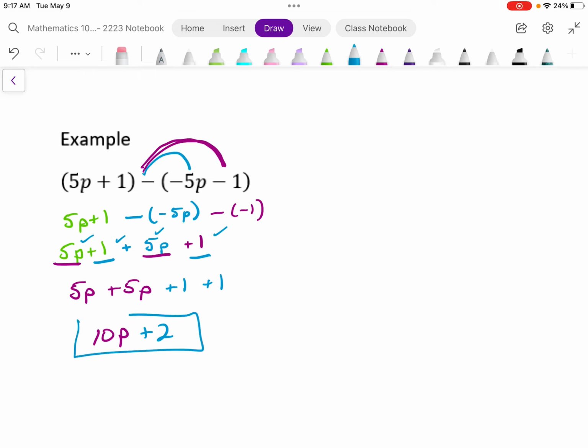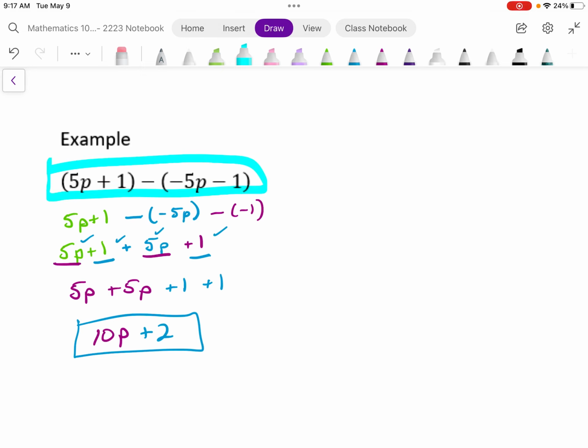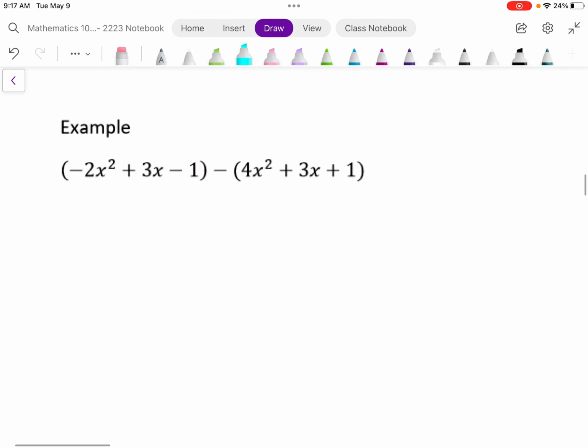So the simplification, or the subtraction of those two polynomials, is 10p minus 2. If you were to take a look right at the beginning at our question, is this what you predicted would happen? So subtraction is not always straightforward. You have to be very careful about the signs. Let's do another example.